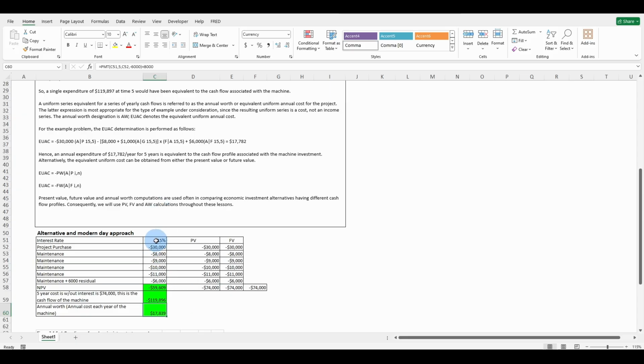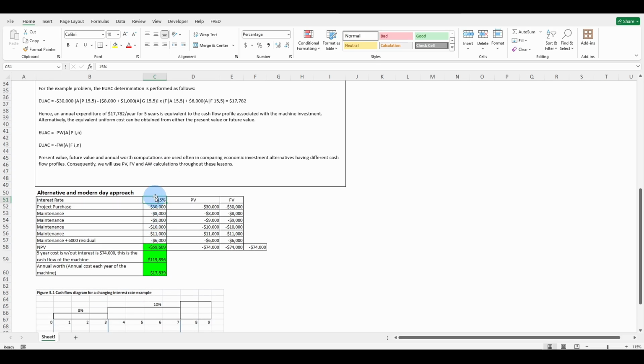Let's get into the meat and potatoes here. Here's our starting point, 15%. Whatever we're buying, it's 30 grand. Our maintenance is 8 grand. These are fixed numbers. You're going to have to put this stuff in, so I'm going to designate them as yellow along with this rate.